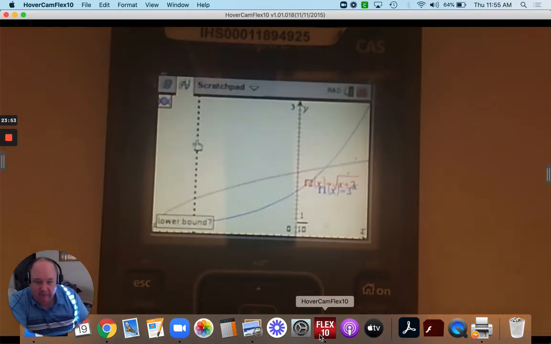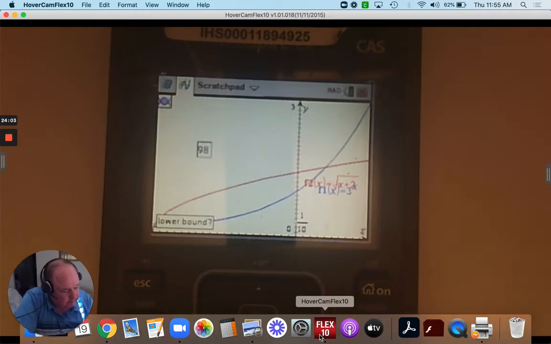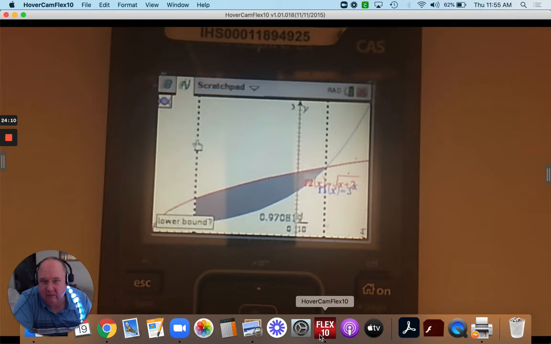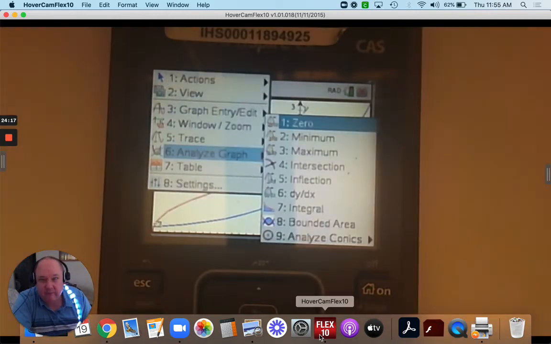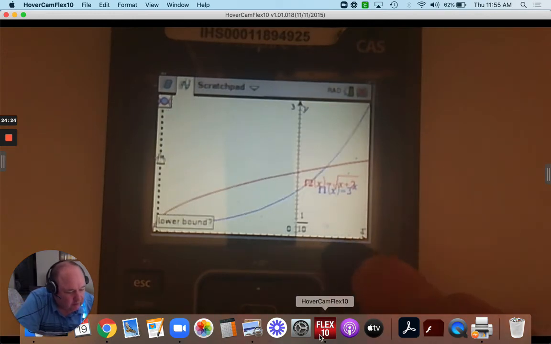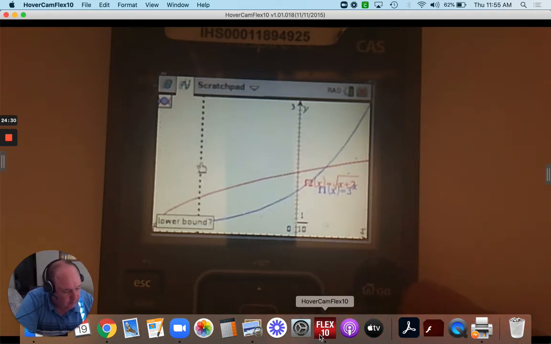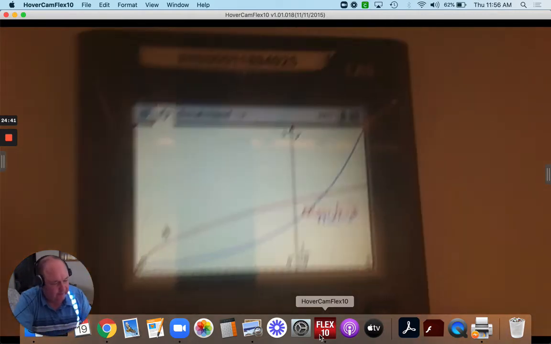And then it says, what's the lower bound? You can actually type it in. Now, this one's not as accurate, 0.398. So you can type in 0.398. Oh, let me try that. Let's just go back. So let's try it again. Menu, analyze, the bounded area, which is 8. So I'm just going to press enter. Press enter. Did it do it? I'm not doing this very well.